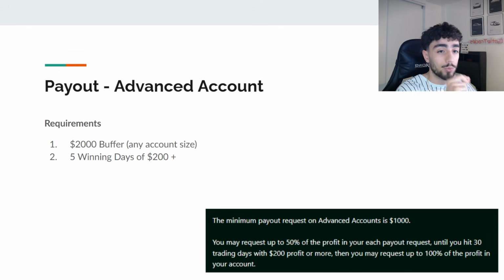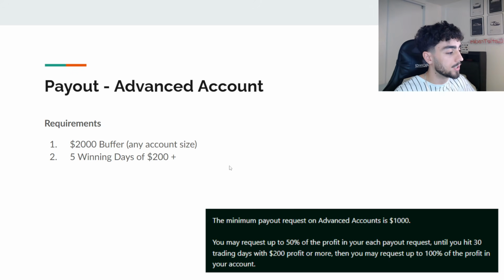Now, it's not written that you need a buffer, but the reason you need a buffer is because the minimum payout is $1,000. That's step 1. Step 2 is you can only request up to 50%. Since there's no consistency rule on the advanced account, they have this rule in place where you can only request up to 50%. So if you make $10,000, you can request $5,000 maximum. If you put those 2 rules together, you need a $2,000 buffer. The only requirement for payout is that, as well as 5 winning days of $200 plus.